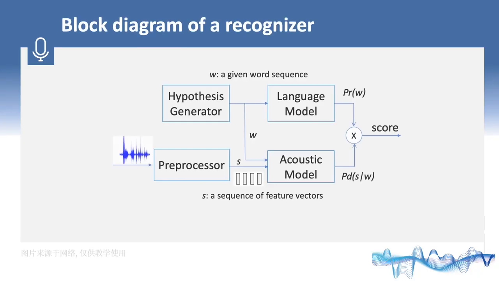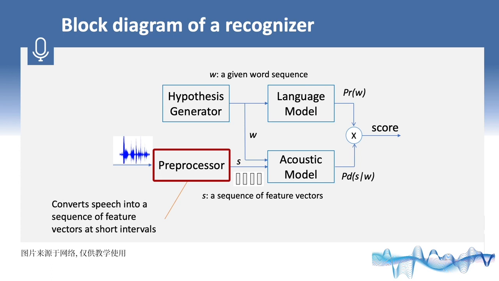In this session, we will learn acoustic and language models in general speech recognition system. The figure shows a block diagram of a speech recognizer. The preprocessor converts speech waveform into a sequence of feature vectors at short intervals. For example, 10 milliseconds or 20 milliseconds.